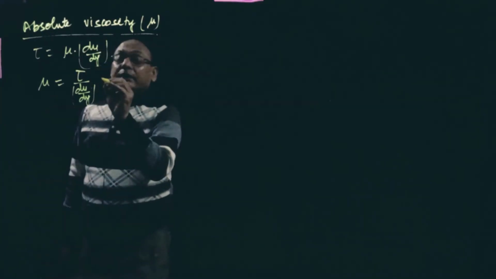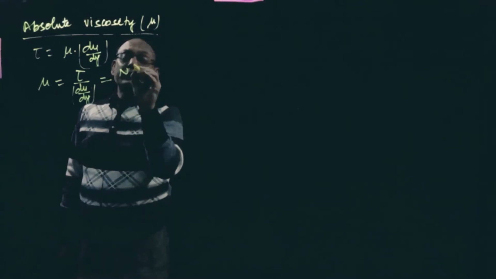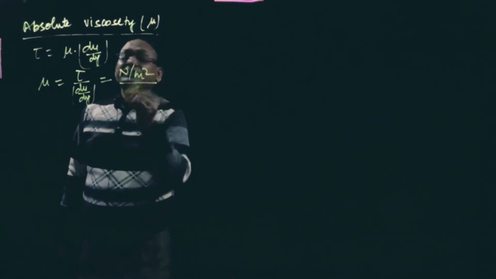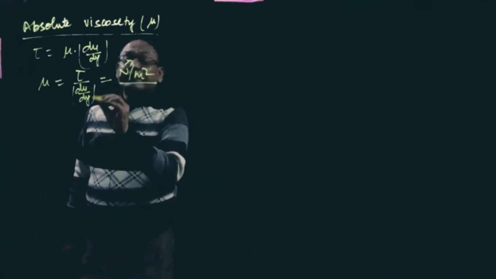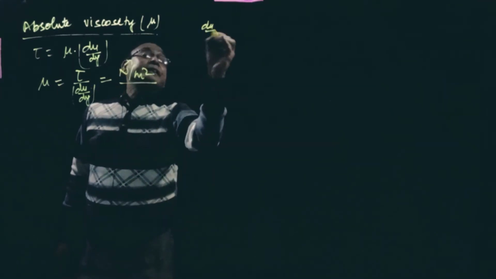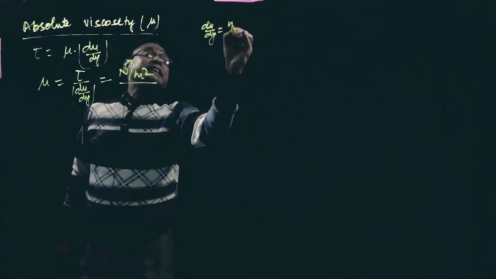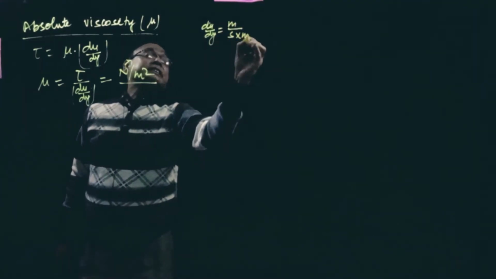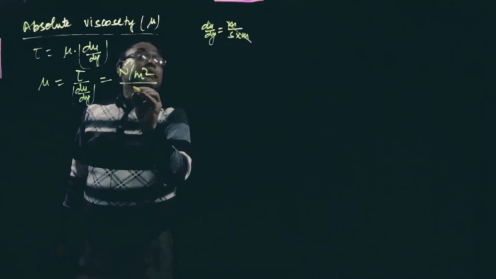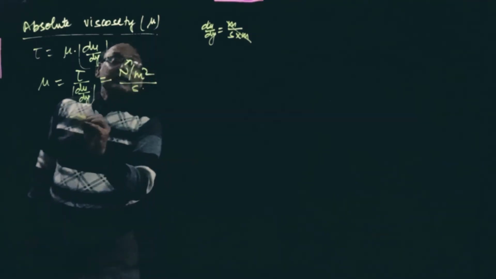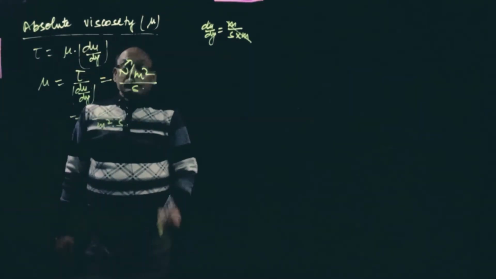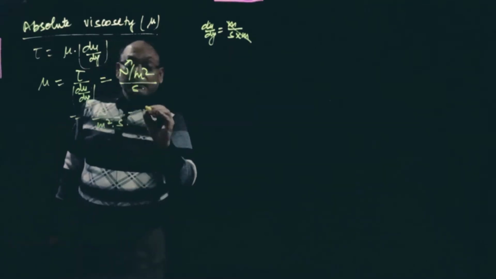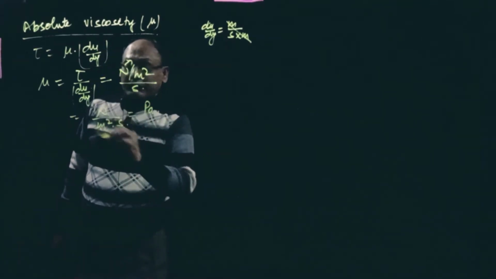See here, this tau is nothing but Newton per meter square, shear stress. So stress is force per unit area, and this is the velocity gradient, du by dy. Velocity is meter per second and per unit distance is meter, so it is nothing but per second. So it is Newton per meter square second. Newton per meter square is also called Pascal.